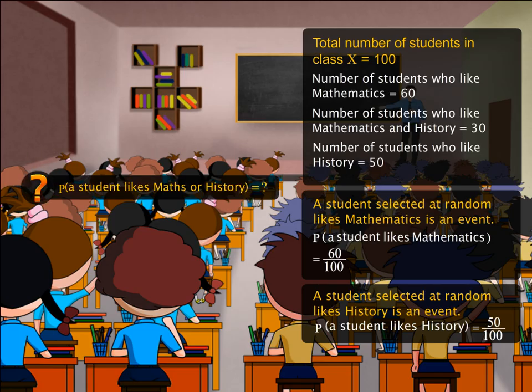Can we find the probability of the event that a student selected at random likes at least one of the two subjects, mathematics or history? We can. Let's see how.